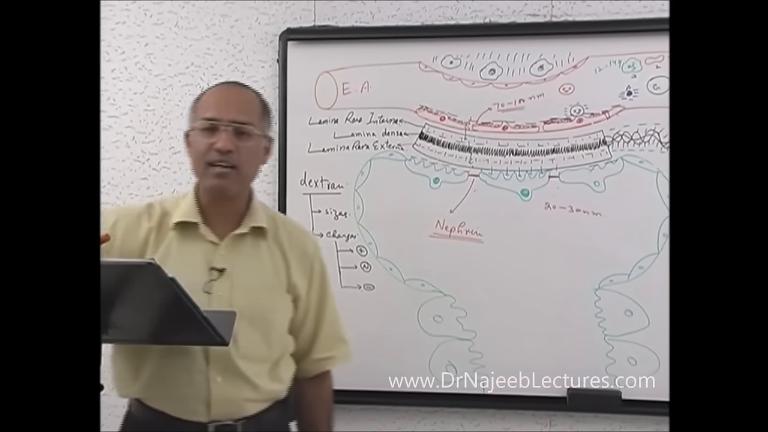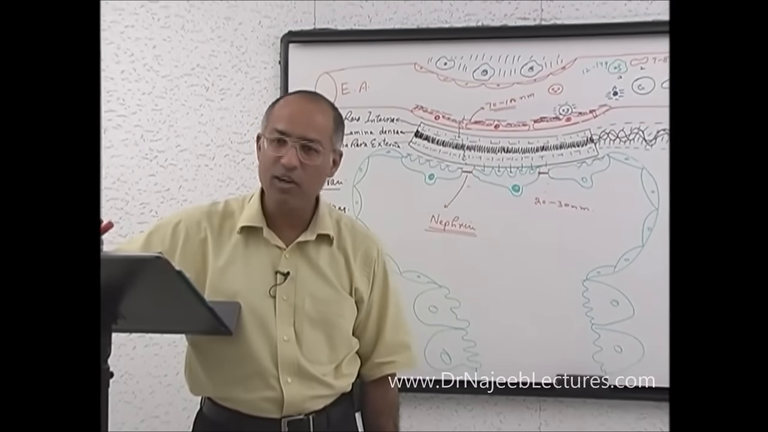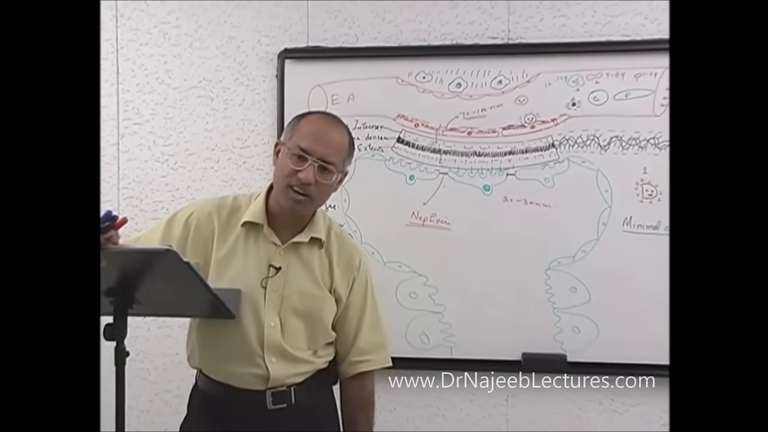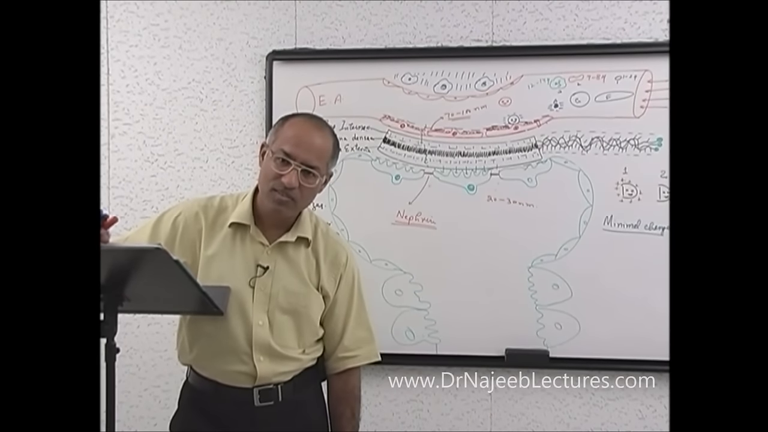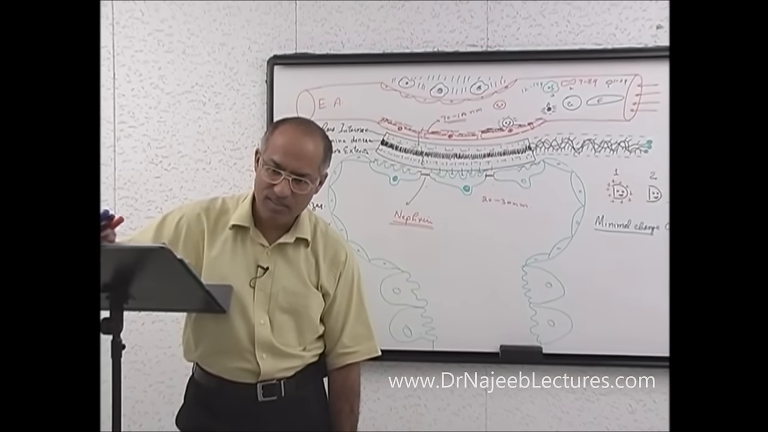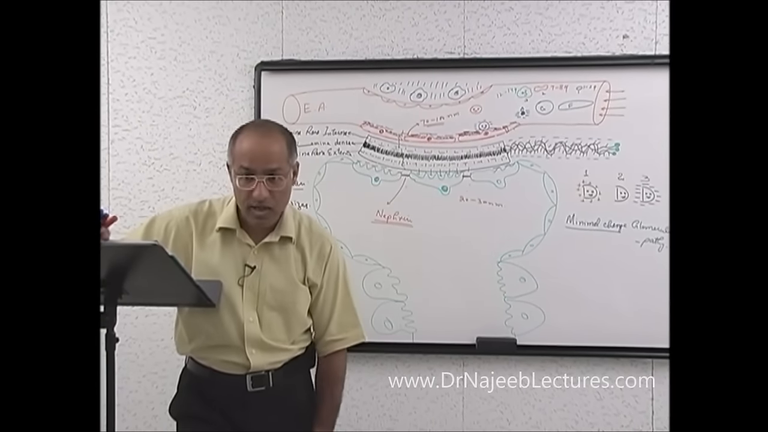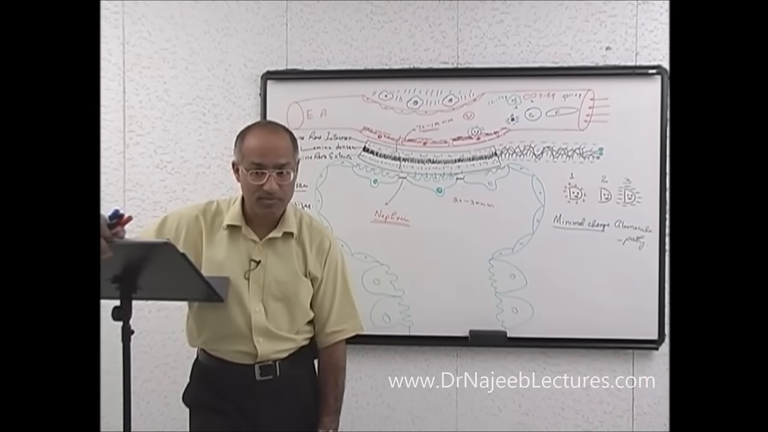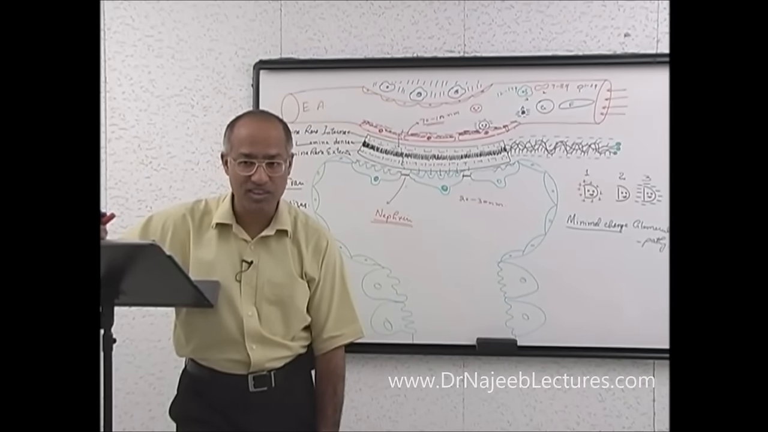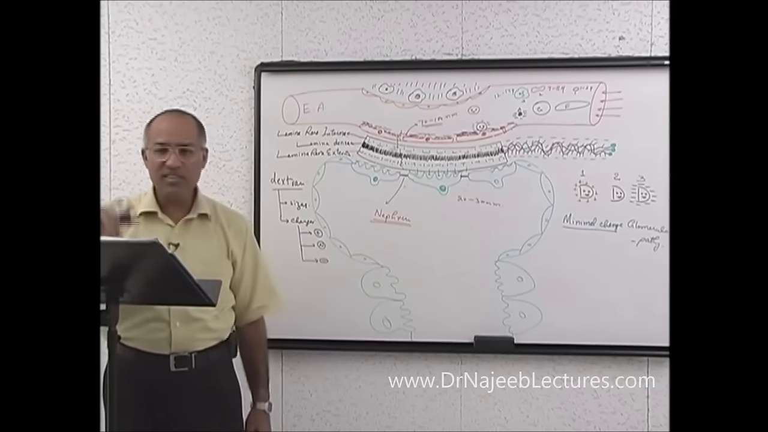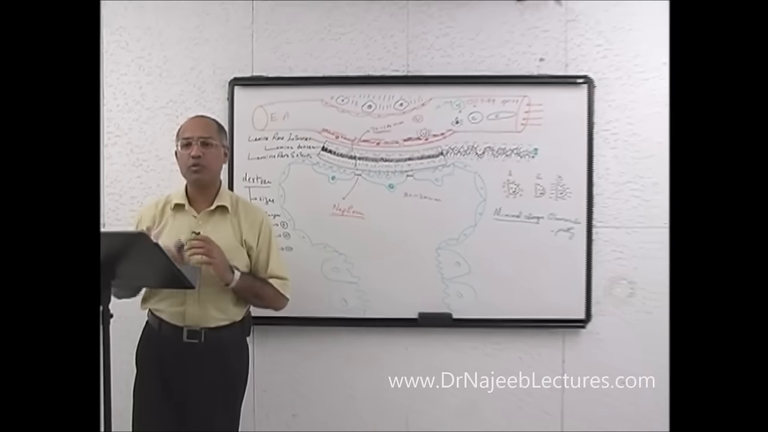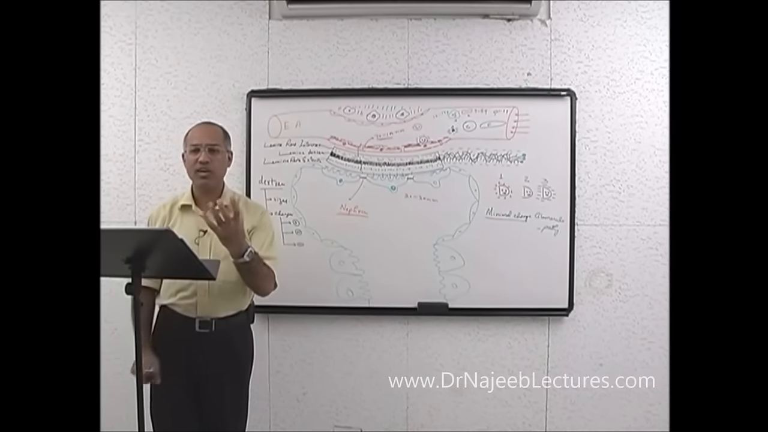Then a few words about mesangial cells. Mesangial cells are active players. They are not just cells like sleeping dogs. They are functional cells. And in some disease processes, they start behaving in a pathological fashion and produce troubles for us. That is why we should know about the mesangial cell. Mesangial cells have special properties. Number one, they are contractile cells.